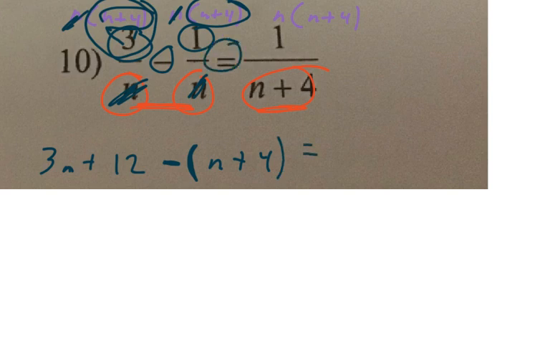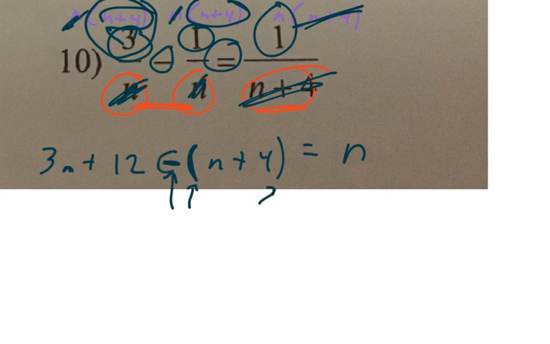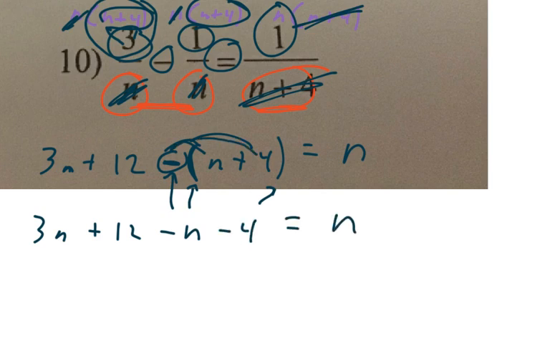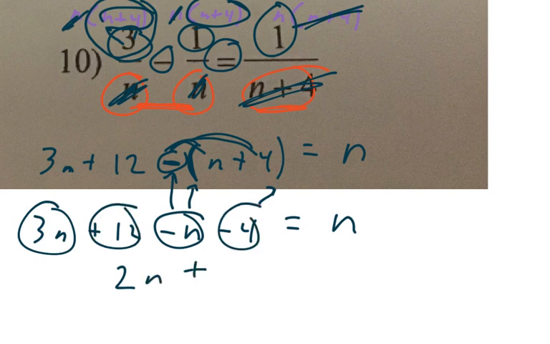Now over on the right side, the n plus 4's cancel out. What I'm left with there is n times 1, which is n. Now notice it was key to put this parentheses here, guys, because the minus I have to distribute here. So let's see, I have a 3n plus 12. I have a minus n and a minus 4 equal to n. Now I'm ready to solve this equation. The 3n and the minus n is 2n. The 12 minus 4 is 8.